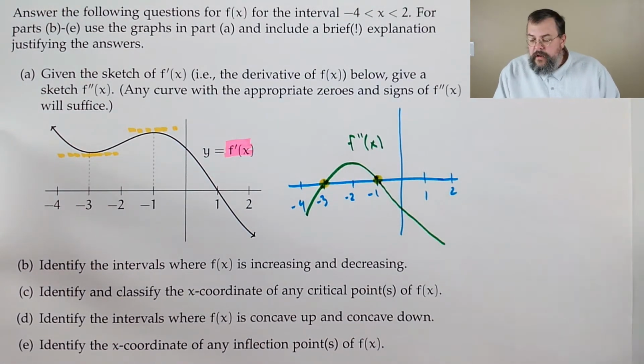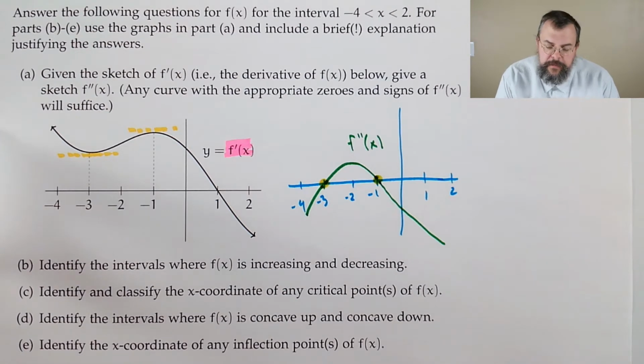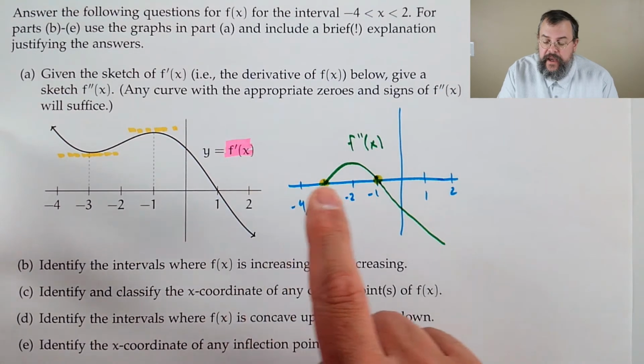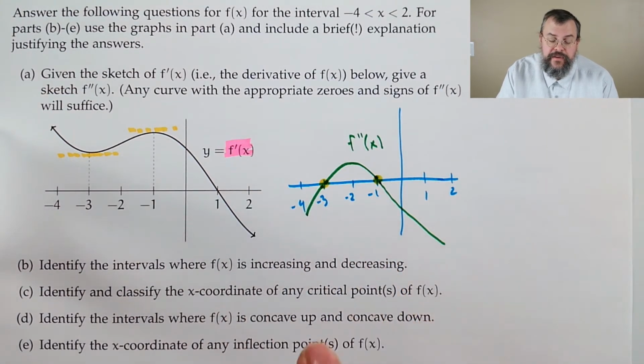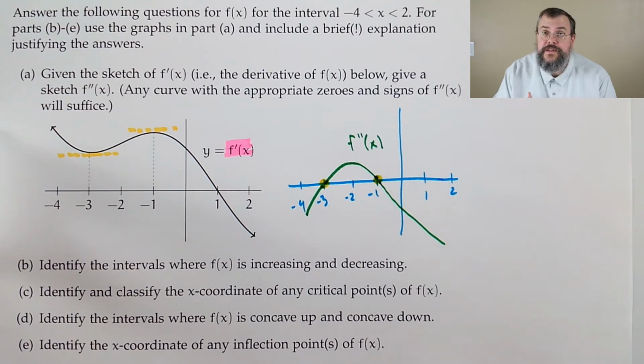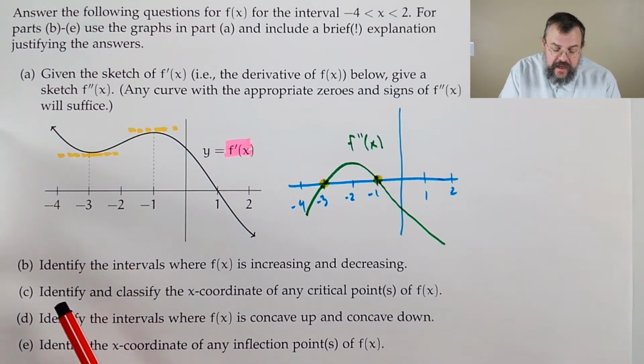Is it perfect? No. If we want it to be perfect, we'd spend more time saying, okay, what's happening to our slope? And what can we say? What's our behavior happening? But that's a pretty good notion of what the function is doing. Okay, so now we have our sketch of both f prime and f double prime. So we're ready to sort of plow through the rest of these questions. And there's a lot of questions here. So let's start with part B.